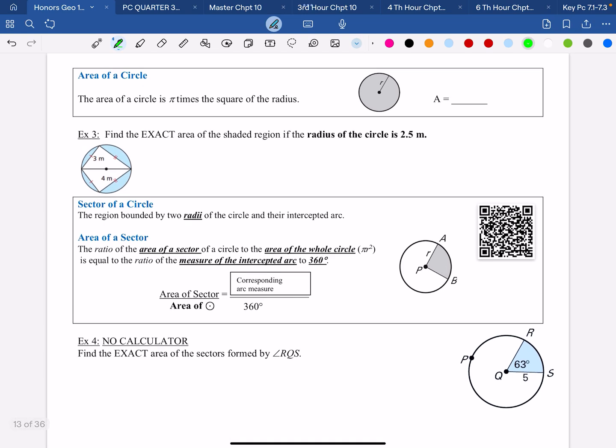Okay, class, today we are going to be continuing our lesson from section 10.3, arcs of circles, arc length, and today we're going to be moving on to sectors of a circle. All right, so before we can dive into the sectors, the area of a sector, we need to review what and how to find the area of a circle.